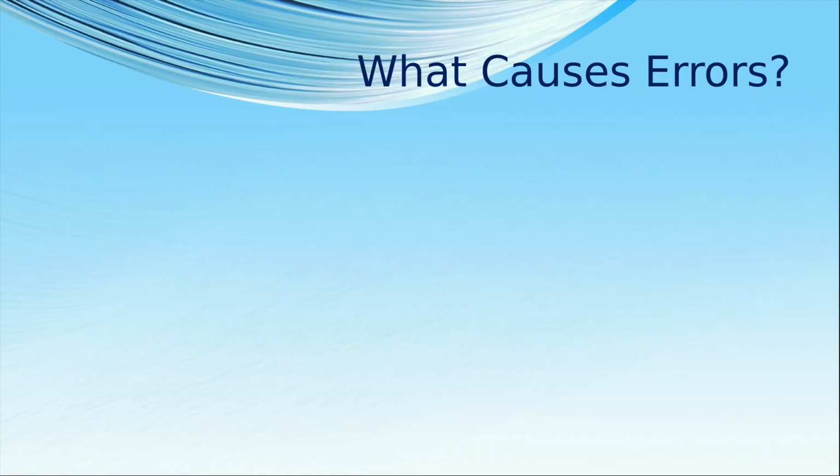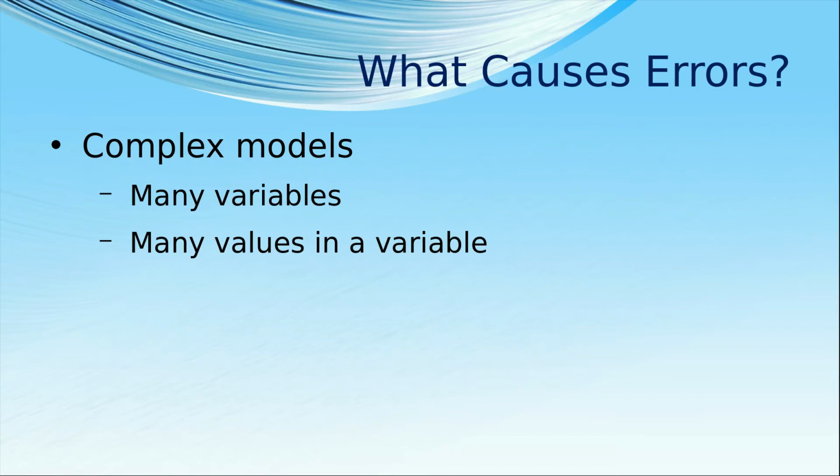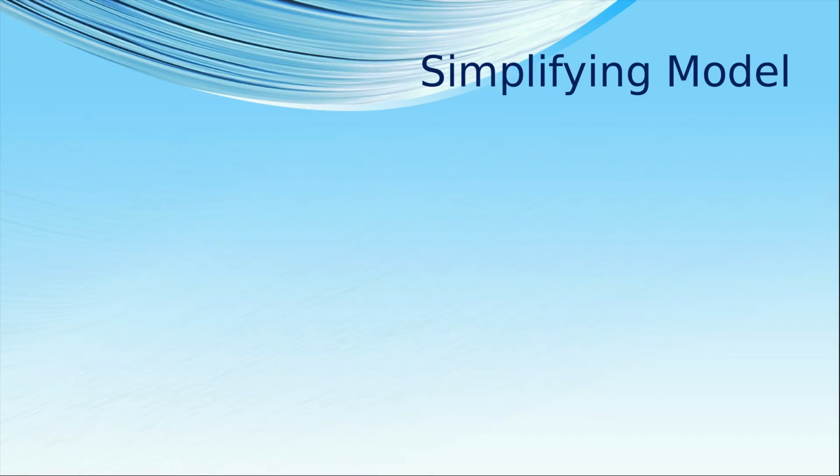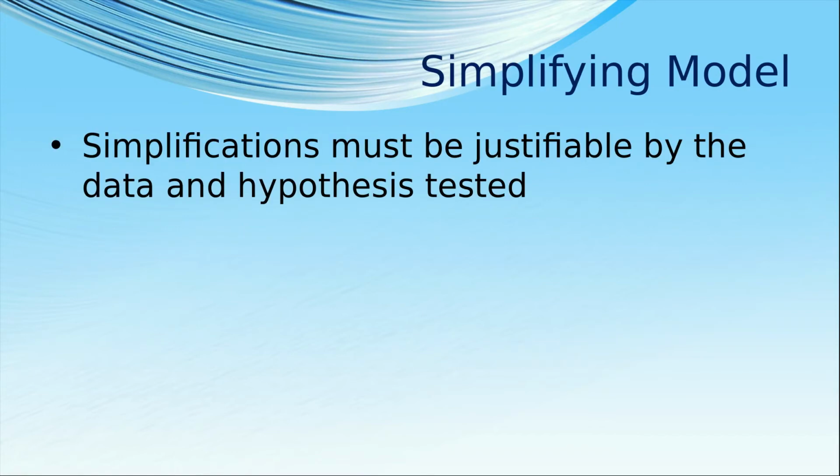So what causes errors? In general, it has to do with complex models that have many variables or many values in a variable. So what you need to do is simplify the model. You can't just simplify the model to eliminate errors. You've got to have a justifiable reason for doing so, and that must be justifiable based on the data and the hypothesis that you're testing.